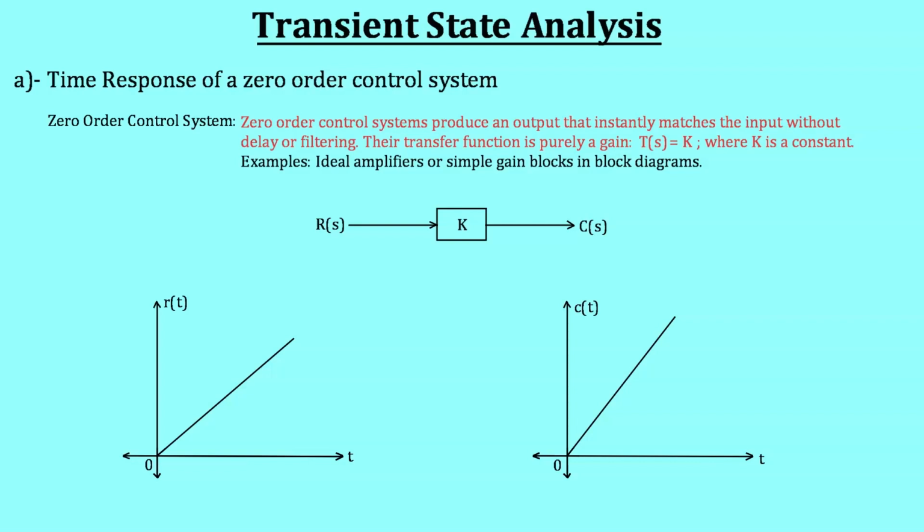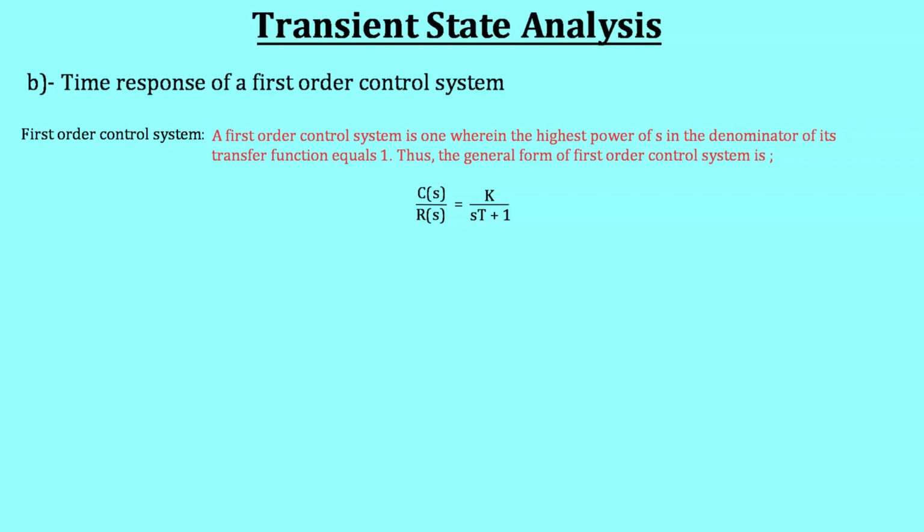Now, let us consider the next case, which is the time response of a first-order control system. A first-order control system is one where the highest power of s in the denominator of its transfer function equals 1. The general form of a first-order control system is k divided by (sT plus 1), where T is the time constant. Even though this is a general form, we are not going to analyze this function. You may think why this is so. To answer that question, you have to focus on the next 4 points which I am going to discuss, because these points are going to help you to solve a huge variety of problems.